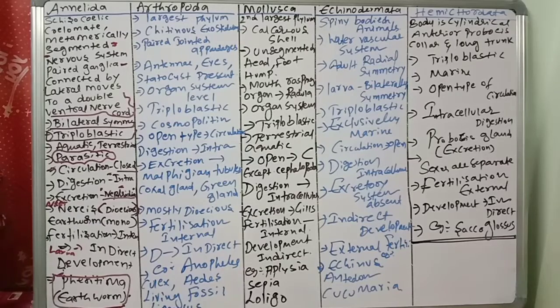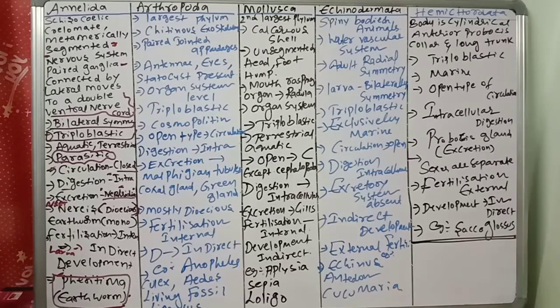So annelids development is very important. Indirect, okay, indirect or direct. If the larval form is there, it is indirect. If the larval form is not there, that is called direct. That is the most important point to remember.